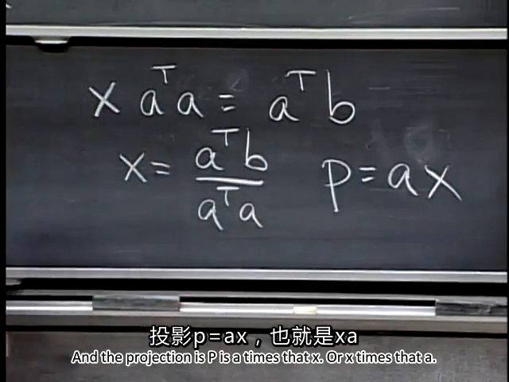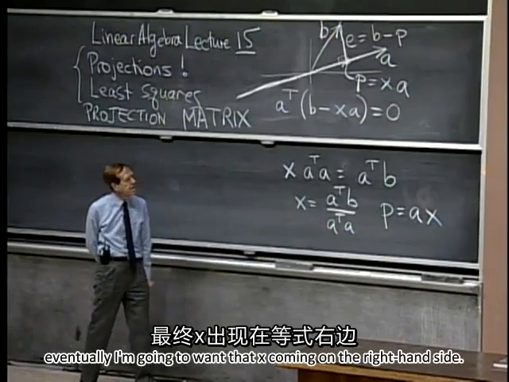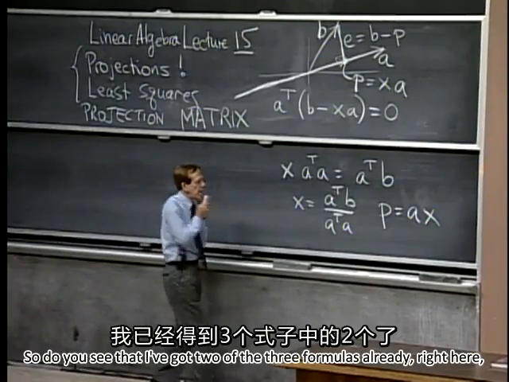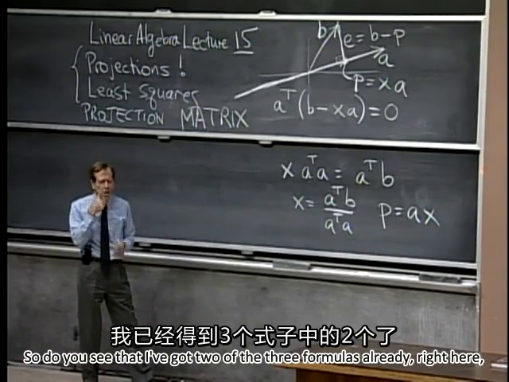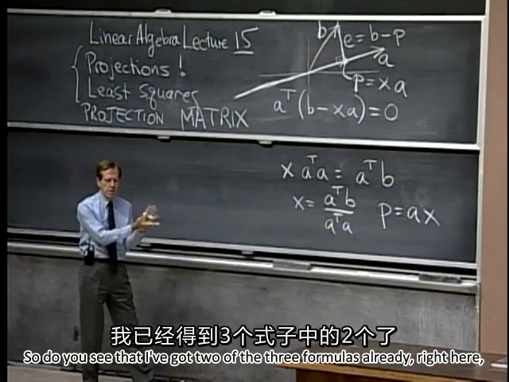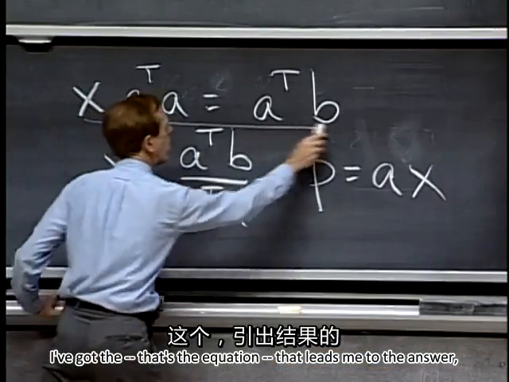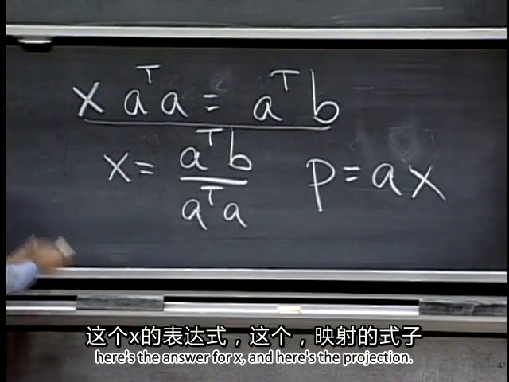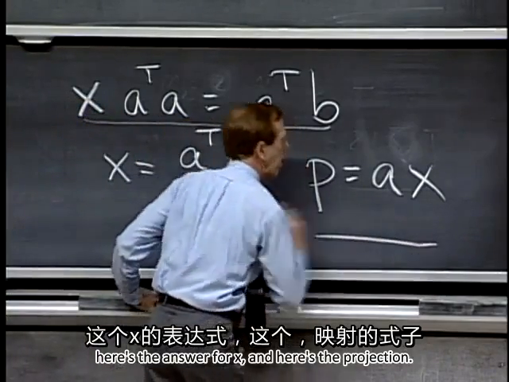Or x times that A. But eventually I'm going to want that x coming on the right-hand side. So you see that I've got two of the three formulas already right here. I've got the equation that leads me to the answer. Here's the answer for x, and here's the projection.